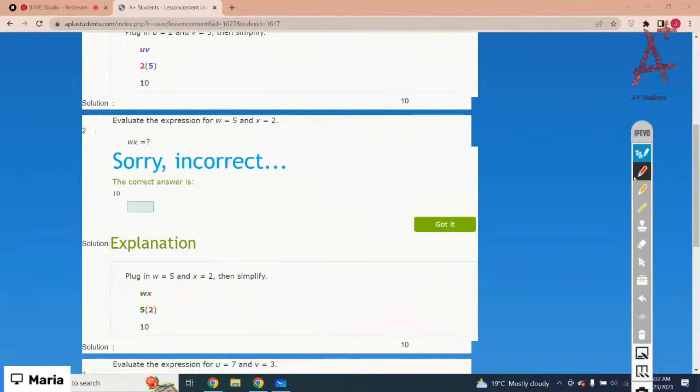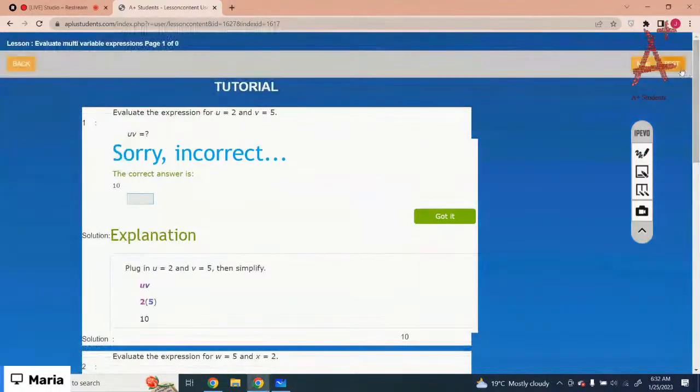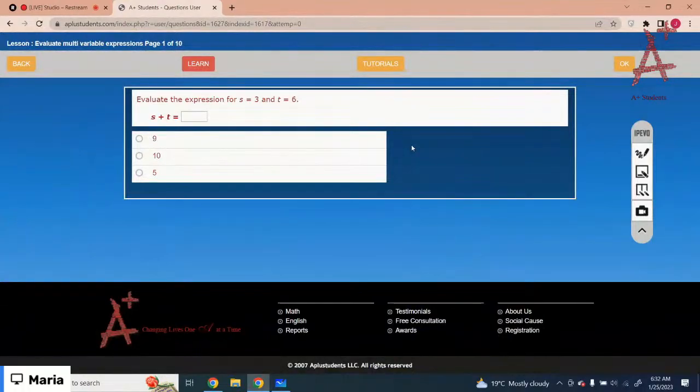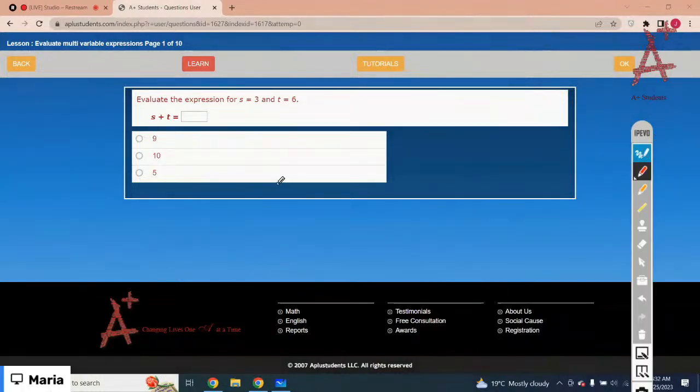Okay, let's just start with the test questions. Evaluate the expression for s equals 3 and t equals 6. So s has the value 3 and t has the value 6. Just replace the variables with the values. S is 3 and t is 6, so it would be 3 plus 6. Got it? And 3 plus 6 equals 9. So the correct option is 9.